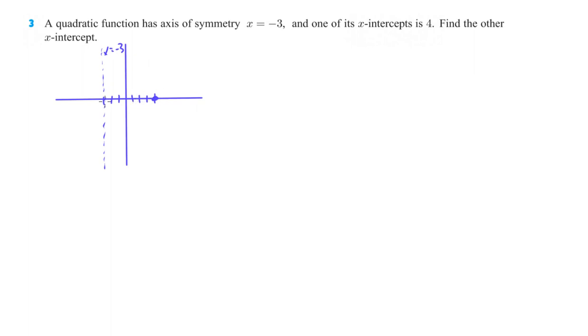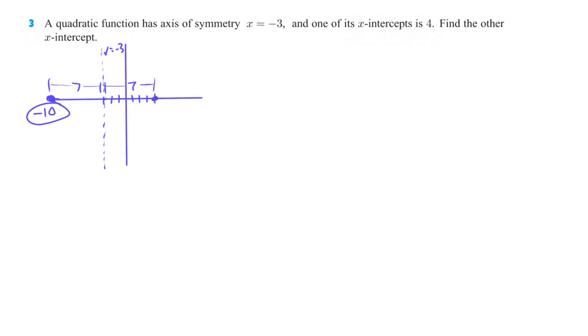So it's going to be this distance away from the axis of symmetry back that way. So that's a distance of 1, 2, 3, 4, 5, 6, 7. So this is a distance of 7 from here over to here. So guess what? That means that this is also going to be a distance of 7 to the other x-intercept. So if this is already at negative 3, go over 7 more, and that means that this would be at negative 10 is where the other x-intercept would be.